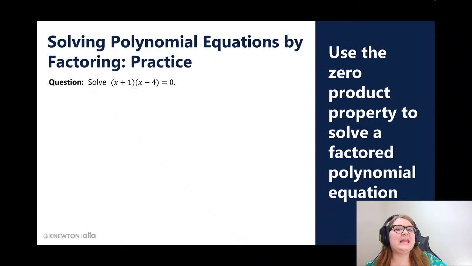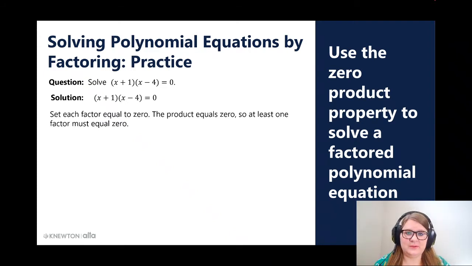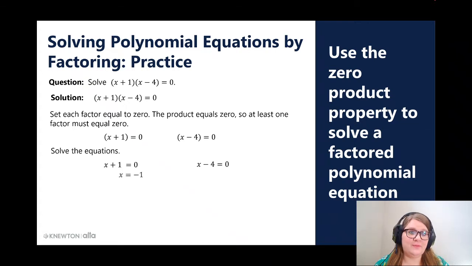Well, because if I have something like x plus 1 times x minus 4 equals 0, that means either x plus 1 or x minus 4 had to be 0 in order for that to work. So what I do is I set each of those factors equal to 0. x plus 1 equals 0. How do I solve that? Well, I just subtract 1 on both sides. And how do I solve x minus 4 equals 0? I'm going to add 4 to both sides. And so that gives me x equals negative 1 or x equals 4. Those are two possible solutions to the equation.